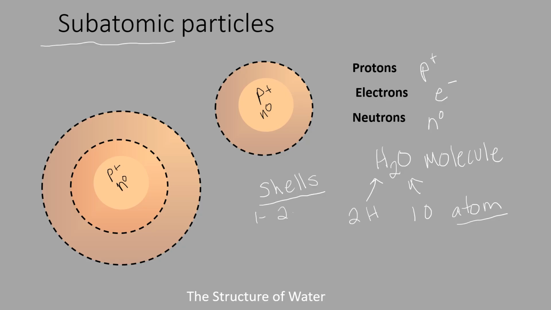The first shell will only hold 2 electrons. That's all. The second shell will hold 8 electrons, and the third shell will hold 8 electrons too. They don't have to hold these numbers, but this is the maximum number of electrons that they can hold. So let's do some examples here. Let's say that this atom here has 1 electron, so that's okay. The first shell can hold 2, but it's only holding 1.